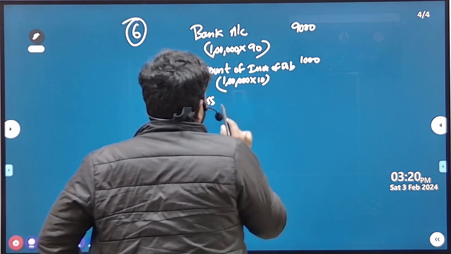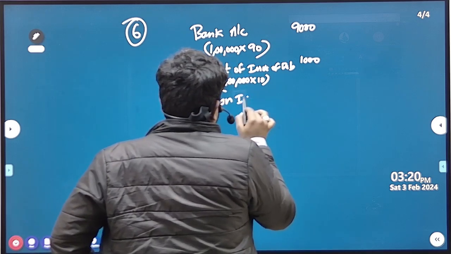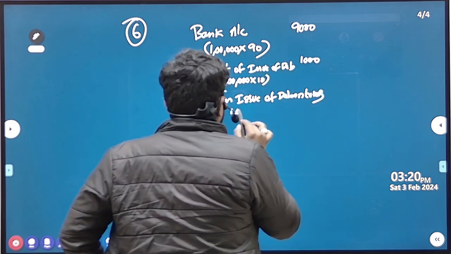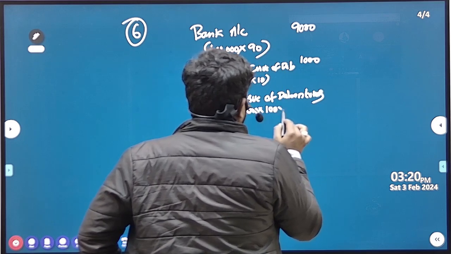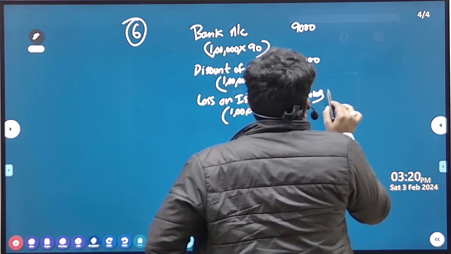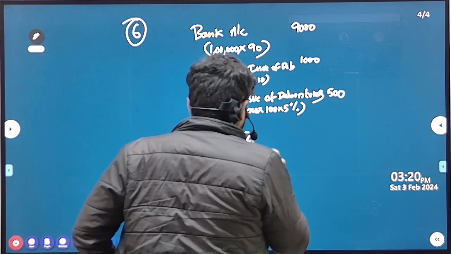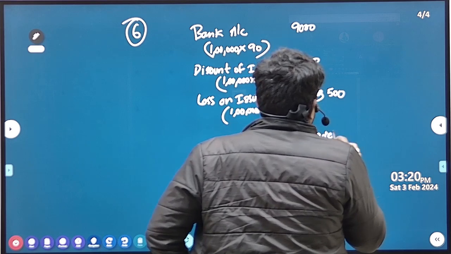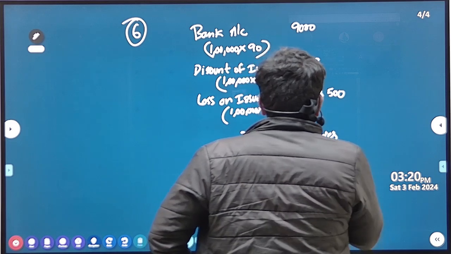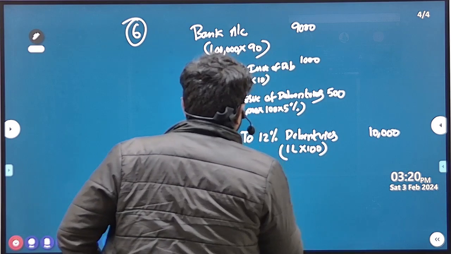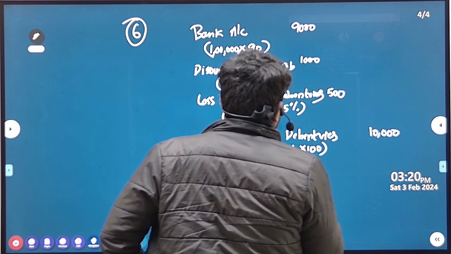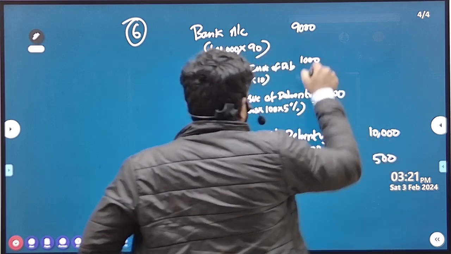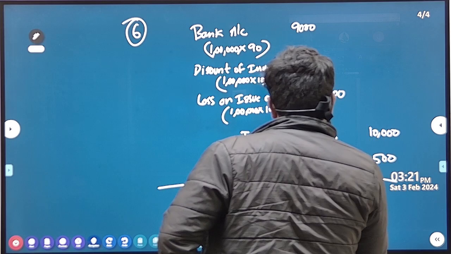Loss on issue of debentures, because it is redeemable at how much premium? 5%. Loss on issue of debentures, 1 lakh into 100 into 5%, 500, to 12% debentures. One lakh into 100 rupees, which is equal to 10,000. Here, to premium on redemption. How much? 500. 10,500. Premium on redemption of debentures account.